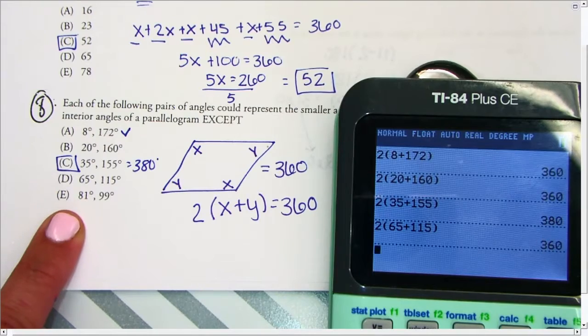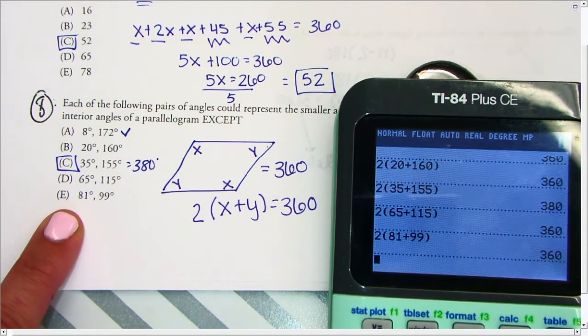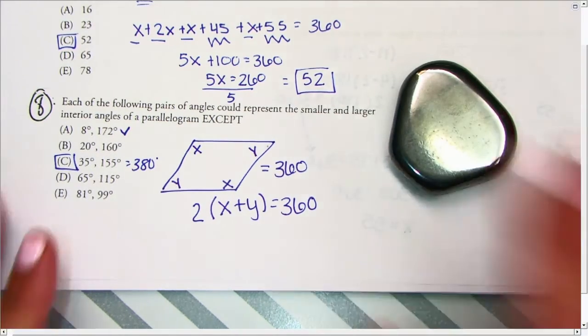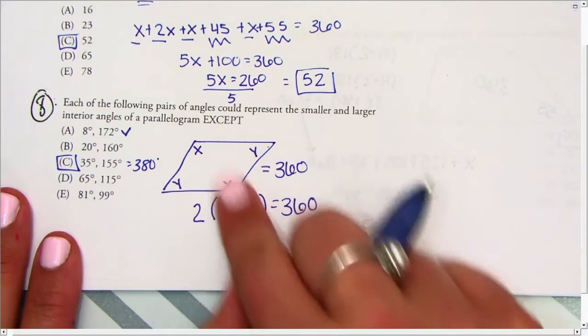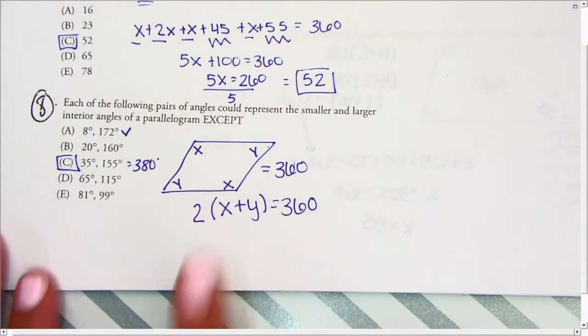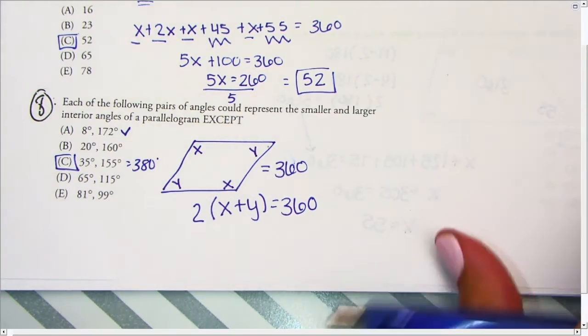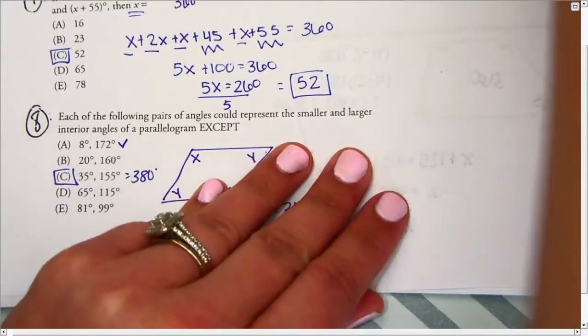360, and then the last one, 81 plus 99, 360. Okay. So the goal of number 8 is just to test: do you know that opposite angles are equal and that the angles in a parallelogram must add up to 180 degrees? All right, next page, last page here.